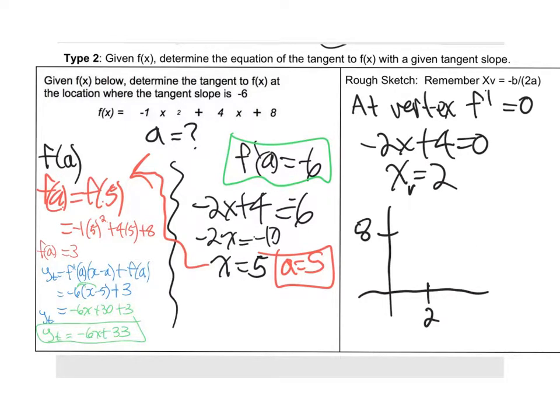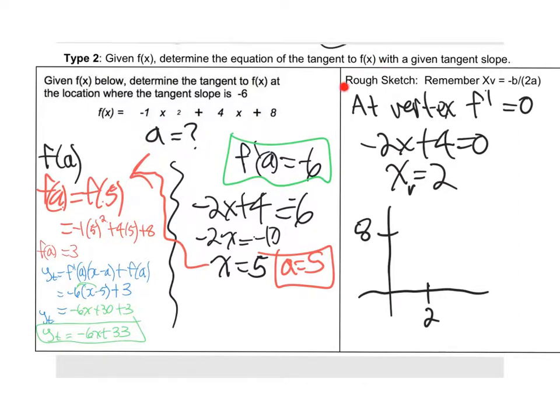I'm going to do another screencast on calculus tangent problems with quadratics, and I'm going to go through type 2. In type 2, we give you an equation of a function, and I give you the slope of the tangent. That's it. And then from there, you've got to figure out the location, the point of tangency. So remember, the point of tangency is the a value.